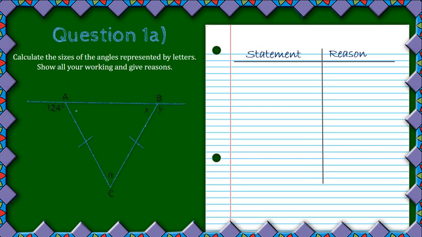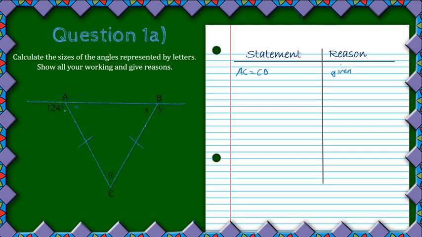So if we look at this diagram, it's given that AC is equal to CB. So immediately I know that this angle over here will be equal to this angle over here, so this would also be equal to X. Now, before we find X, we need to find this angle over here. So to start off, I'm going to say that AC is equal to CB, and that is given.